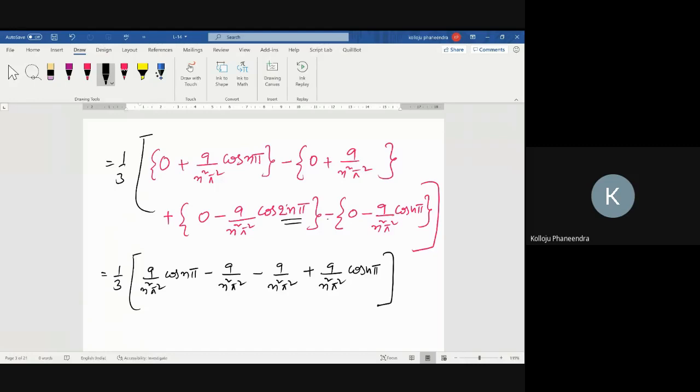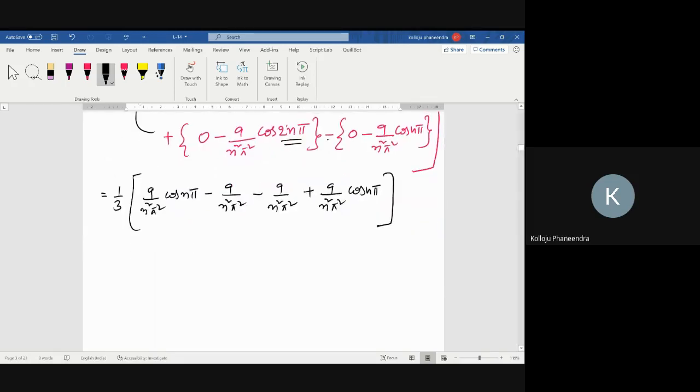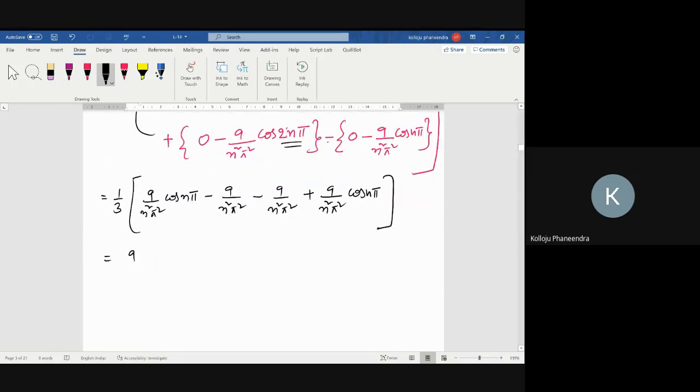Once again, 9 by this, minus 9, and plus 9. So totally 9 by 3 n square pi square. This is common, and these two are the same. Done? So into 2 you will get 18. 18 is common, and clubbing these two, what will I get?